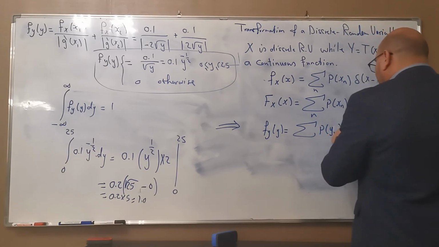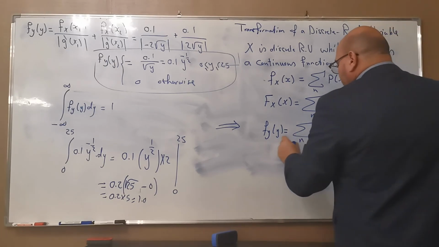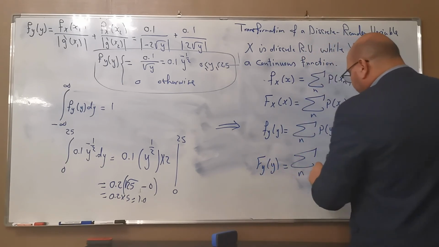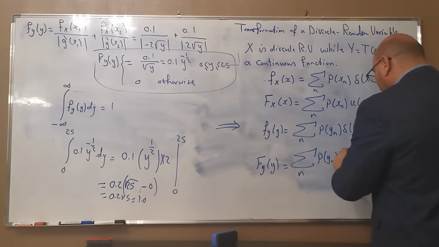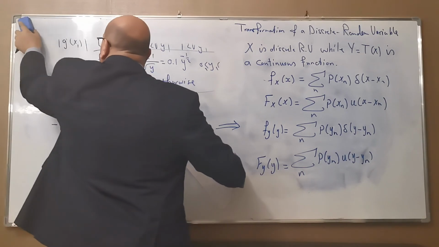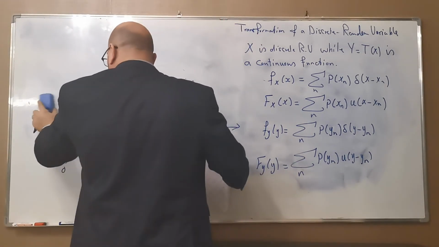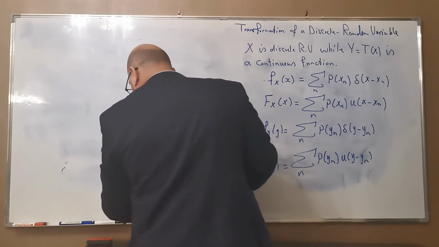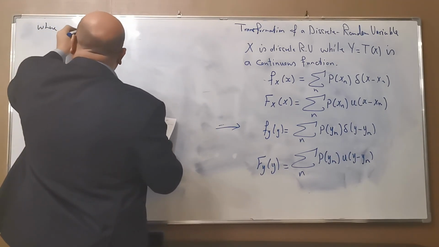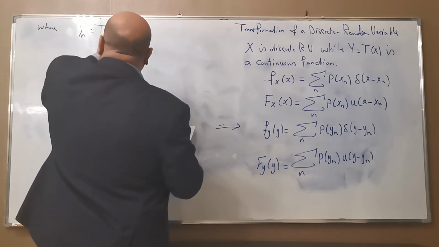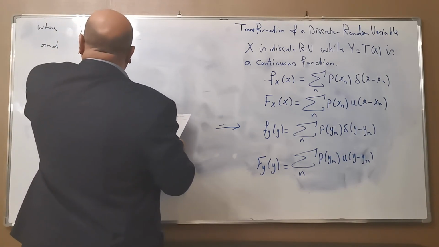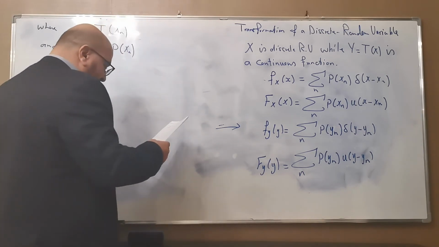of p of yn delta of y minus yn over n, and the distribution is also equal to the same summation over the same n of p of yn times u of y minus yn, where yn is the transformation of xn, where y sub n is equal to T of x sub n, and the probability of y sub n is equal to the probability of x sub n. It takes the same probability.